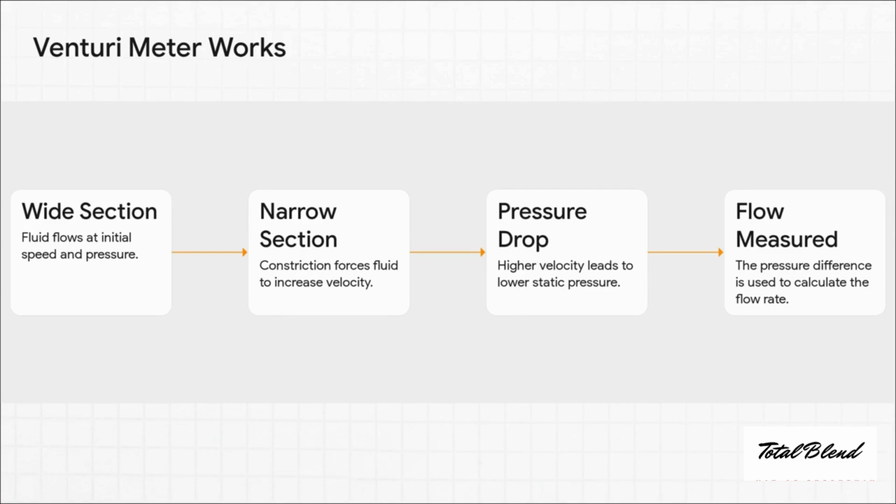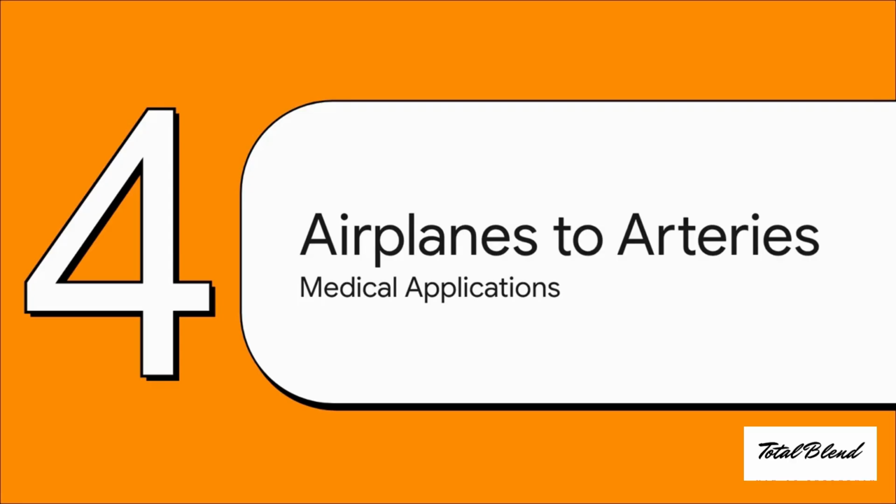By making a fluid flow through a narrow section of a pipe and then just measuring how much the pressure drops, they can calculate the fluid's exact speed. It is a perfect, practical application of that speed for pressure trade-off. But the applications don't just stop with big machines and engineering.